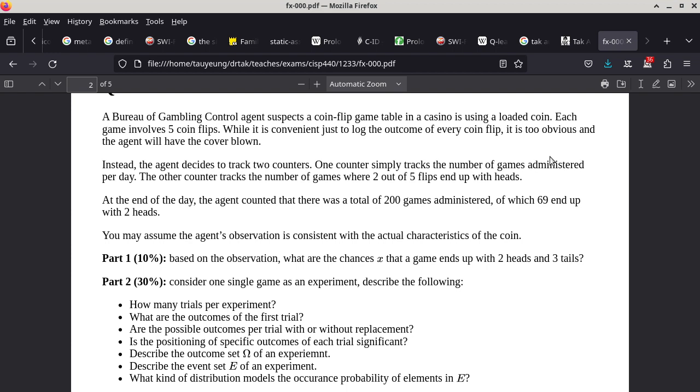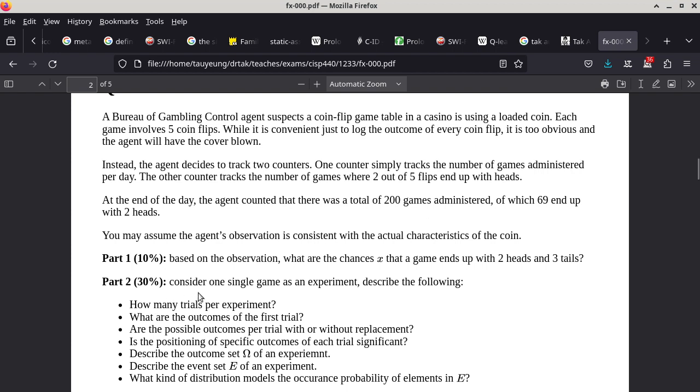You go like, two heads and three tails, isn't that the same thing as two heads out of five flips? The answer is yes. So what do you think is the probability? 69 divided by 200. Yep, that's it. So that's the answer to part one: 69 divided by 200.